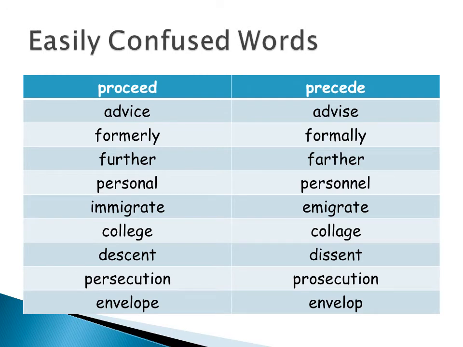Let's try to read these easily confused words. You can repeat after me, and later on, you can pause this video and read the words by yourself. Proceed, precede. Advise, advice. Formerly, formally. Further, farther. Personal, personnel. Emigrate, immigrate. College, collage. Dissent, descent. Persecution, prosecution. Envelop, and envelope. You can pause this video and read the words again.